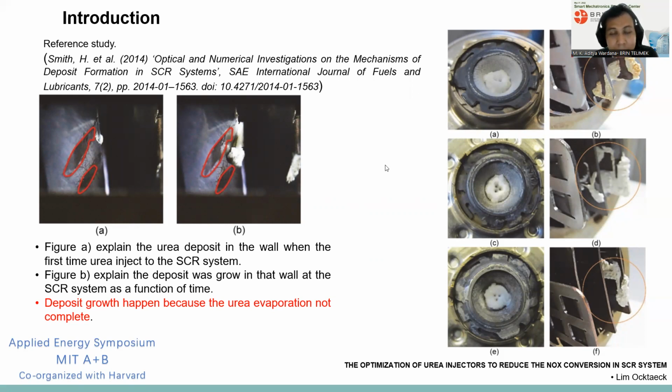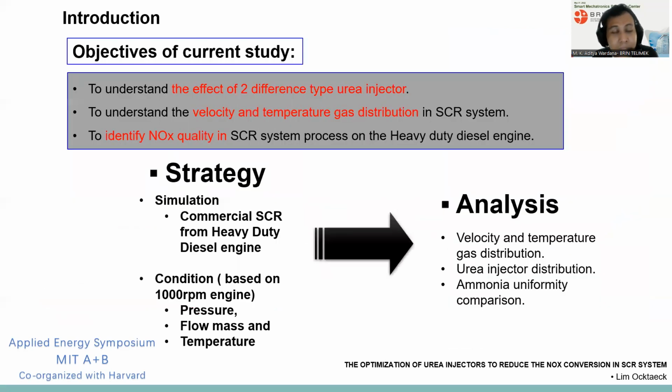So why do we explain the urea injector in depth? Because of this reference also. The objective of this study is to understand the effect of two different types of urea injectors. Here, we will use two different types of injectors: first, the L-type injector and the I-type injector.